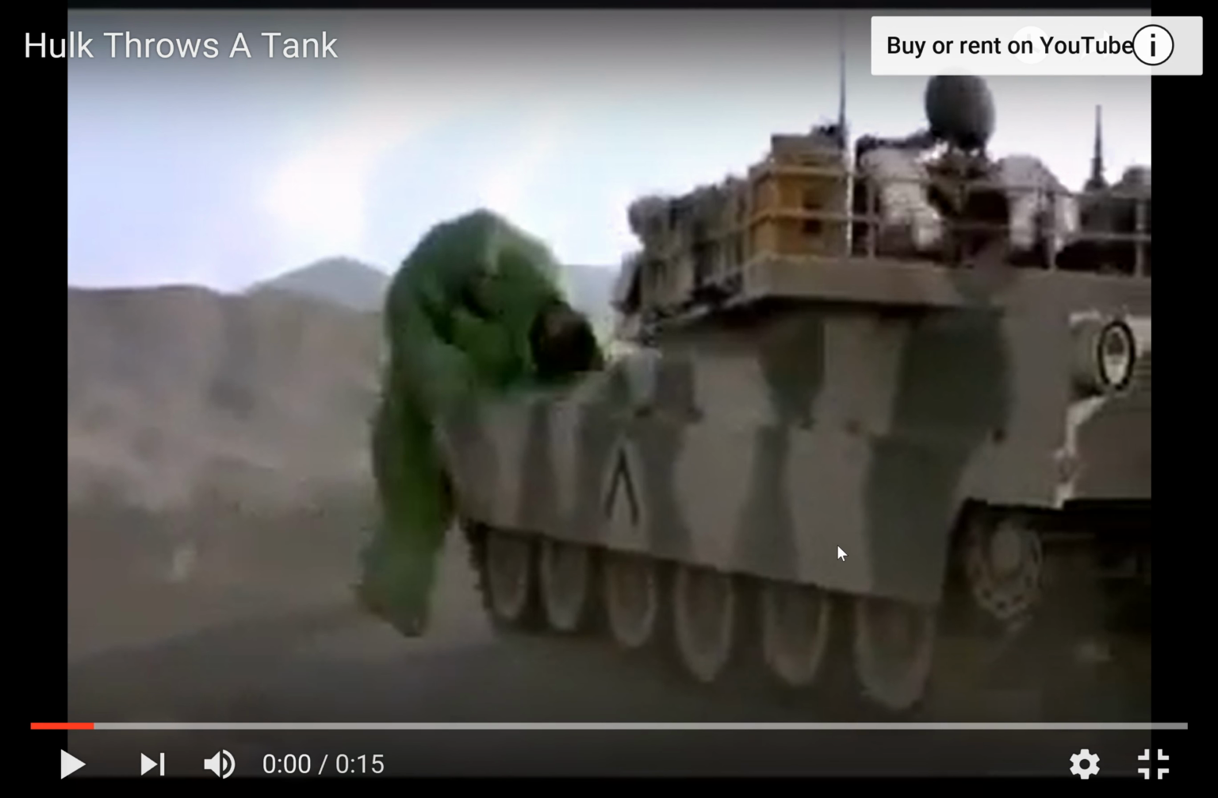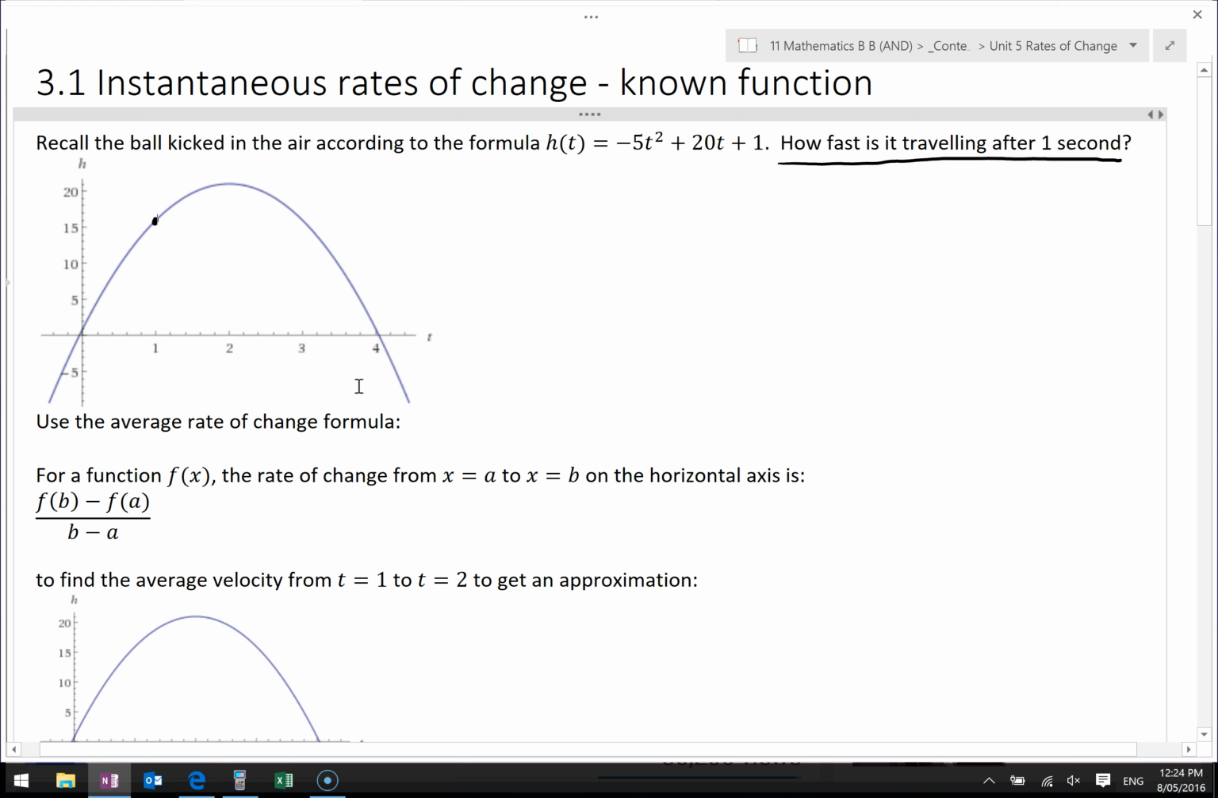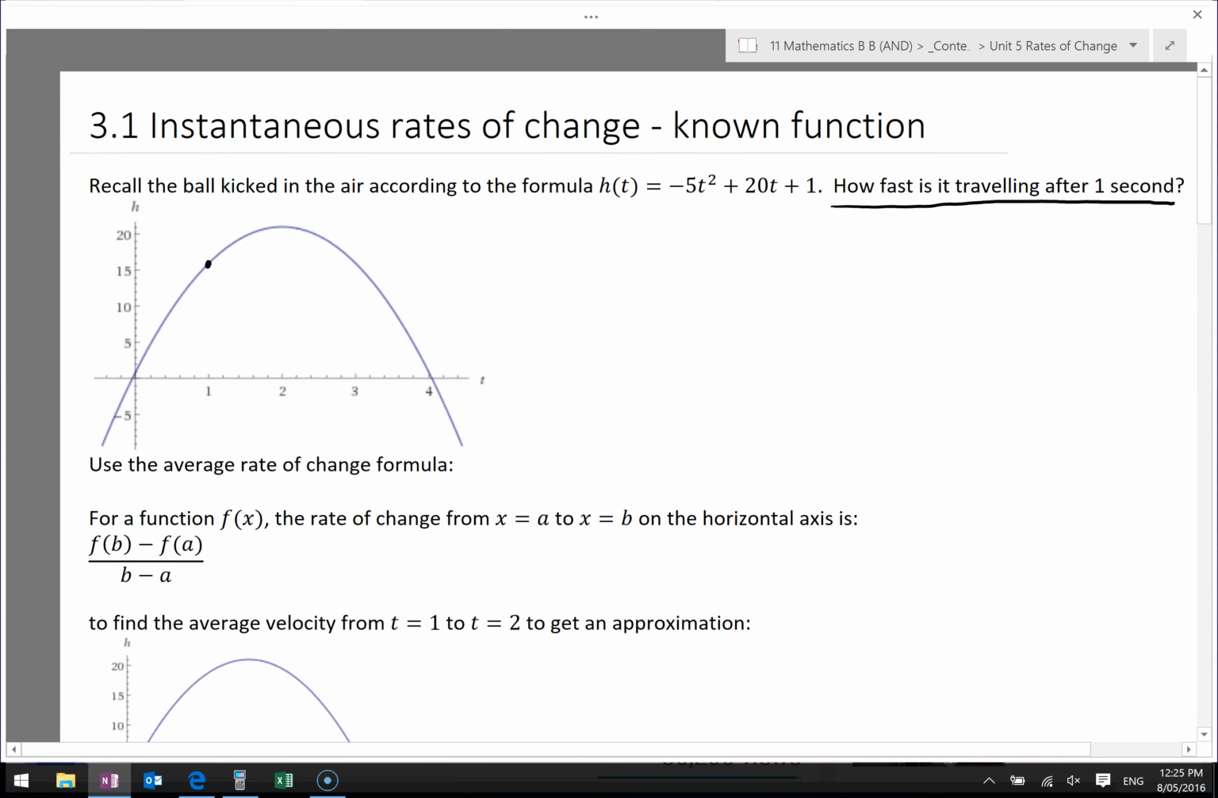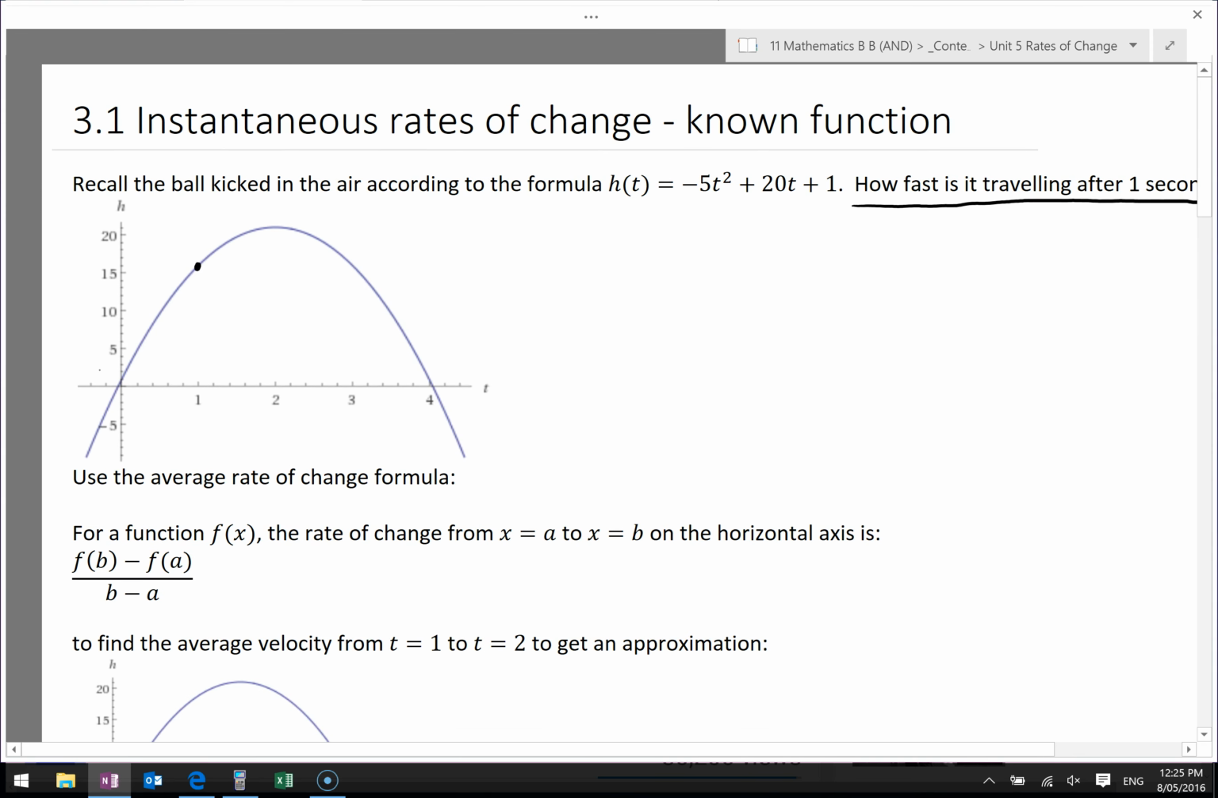So the idea of instantaneous rates of change is I need to be able to draw a tangent line to this curve at the point that I'm interested in and find what the slope of that tangent was. At this point, t equals 1, my tangent line would be the straight line going in that direction. From this point, if there was no longer any gravity, this ball would just keep continuing up in that direction, because the instantaneous velocity of the ball at that point was in that direction.